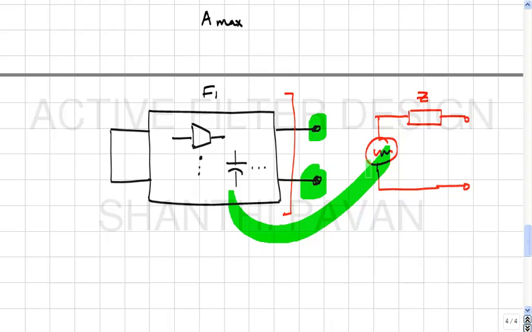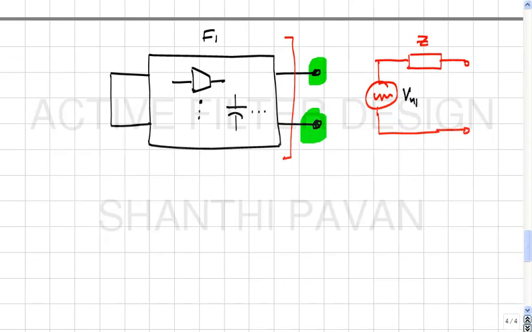All right. Now clearly if I copy, let me call this Vn1. Now, so clearly the, to find A min, what will I do?